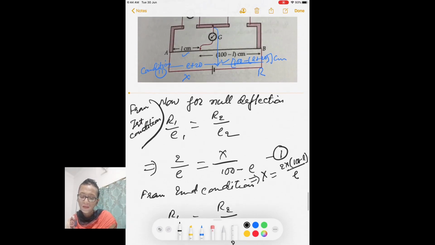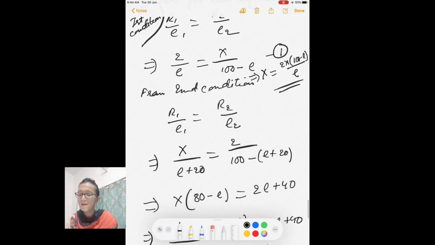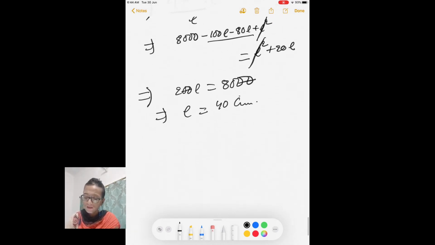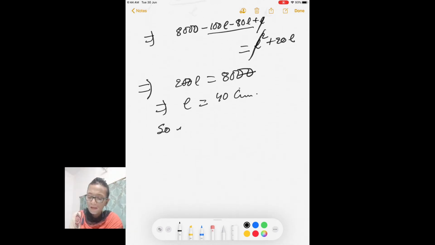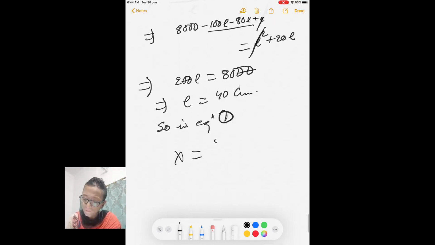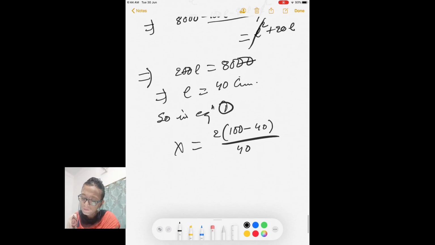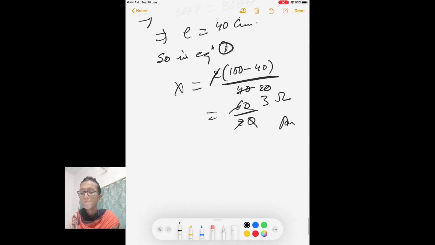So I obtained L. Now putting the value of this in any one equation, like in equation 1 only, we can find the value of X. So in equation 1, X is equal to 2 into (100 minus 40) upon 40. And this is equal to 60 upon 20, and X is equal to 3 ohm only. Answer. Now I conclude.